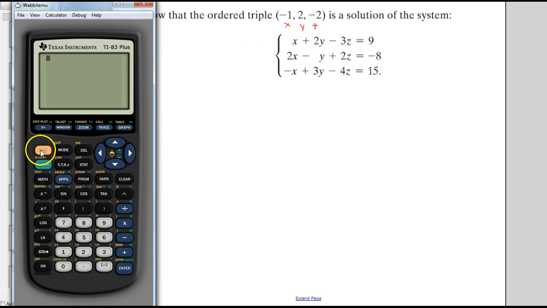Second quit, second matrix math, RREF. But this time, instead of matrix A like we were used to, we're going to call matrix B, because that's my 3x4. And there's the solution: -1, 2, -2. So the matrix stuff works for this as well. It's just a 3x4 matrix now instead of a 2x3 matrix. So I strongly recommend you take the next available matrix to make the 3x3 type of equations.